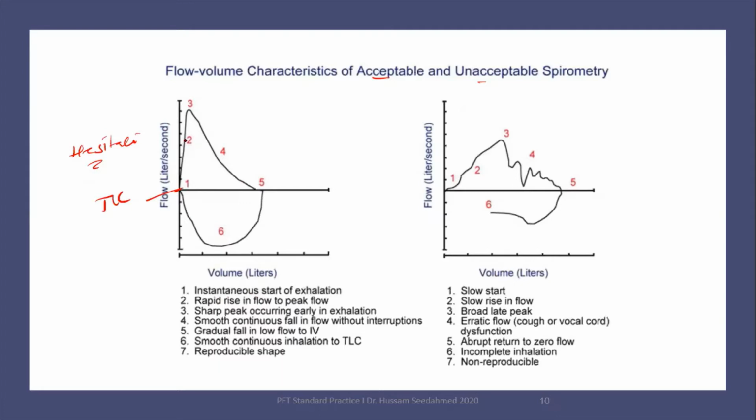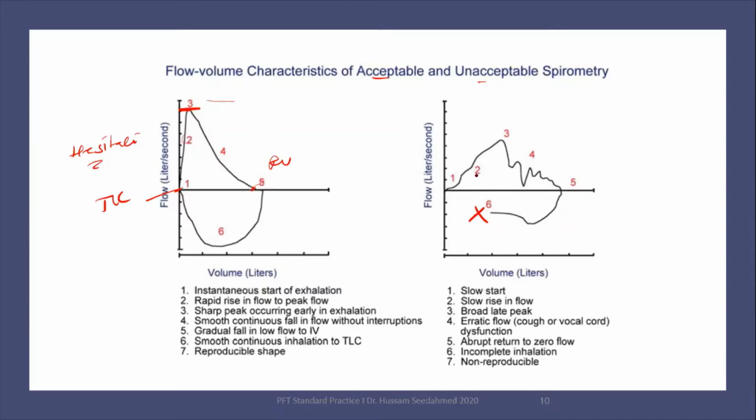Then number 2, there should be a rapid rise to the peak. The peak should not be flat. It should be a peak, and then it should be followed by a smooth decline or linear fall back to zero, which is the residual volume, followed by 6, a smooth continuous inhalation back to TLC. So the loop should not be like this one here, which is an incomplete loop. The patient should complete the loop.